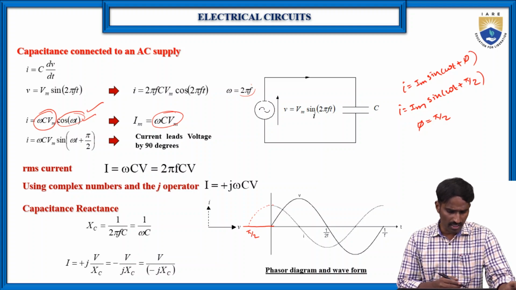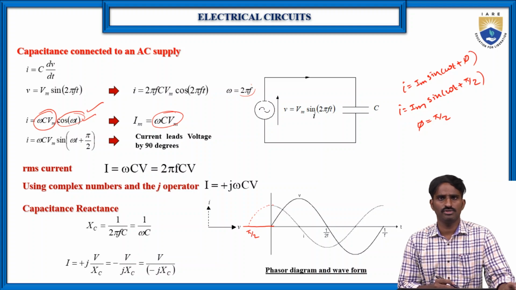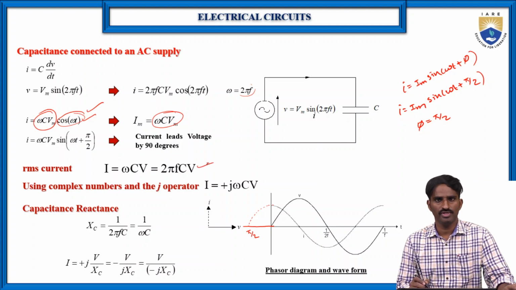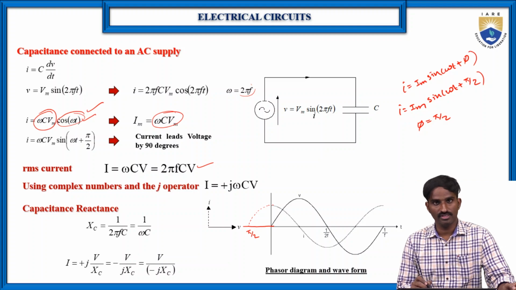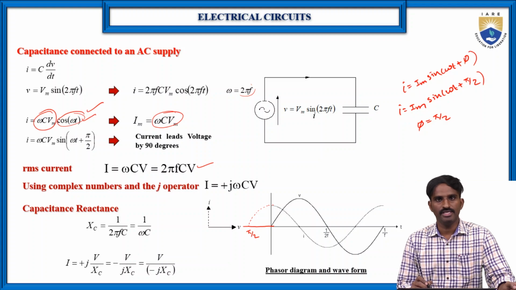Then of course, if you want to find the RMS current, then I is equal to omega c into V. Of course, we know what omega is. Omega is equal to 2 pi f, right? Here there is again the concept of capacitive reactance. Before, in the inductor, we had the inductive reactance, but here we have the capacitive reactance. So the capacitive reactance Xc is equal to 1 by 2 pi fc. This 2 pi f we can make as omega, so that we can write this as 1 by omega c, right?